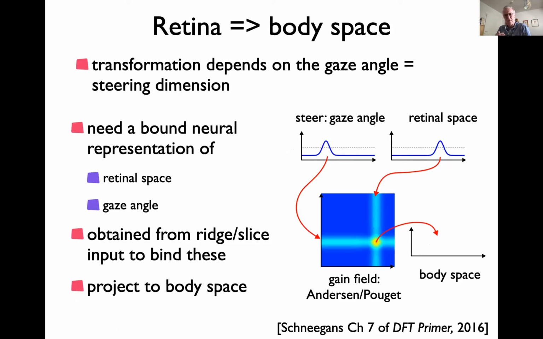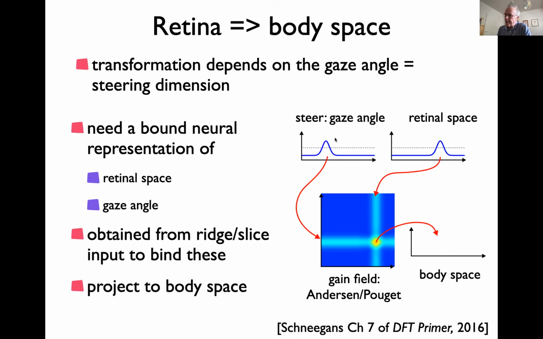Now, neural networks are very good at mappings, right? You can take a neural representation of one thing and have cables that project it onto something else. Let's say from retinal space to body space would be very easy if it is a unique mapping. But this is a mapping that is not unique because depending on where you're looking, it's a different mapping. So it's a whole family of mappings. We call that steerable. That is, there is a steering dimension, the gaze angle, that says which of many possible mappings between retinal and body space is currently relevant, depending on where I'm looking.